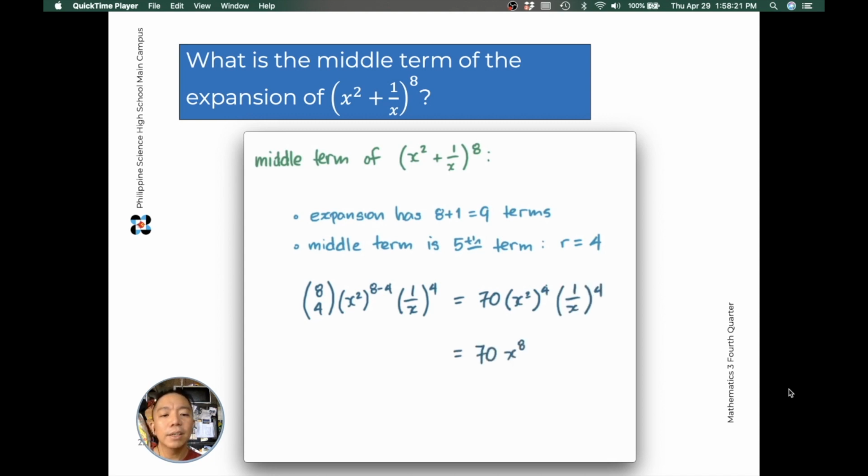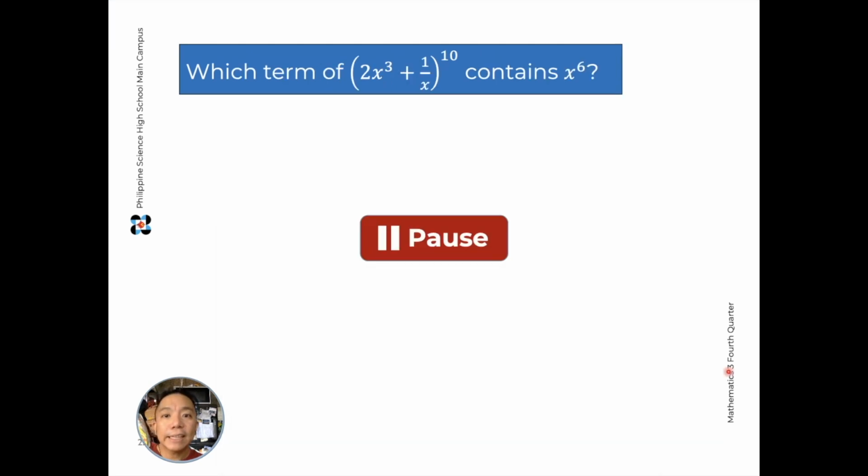We'll have 70 x raised to 8 over x raised to 4. For final answer, 70 x to the 4th power. This is our middle term. And for our final example, ano namang daw term ng 2x cubed plus 1 over x, quantity raised to 10, yung nagko-contain ng x to the 6th. So again, pause this, try to figure it out on your own, then let's compare our answers.